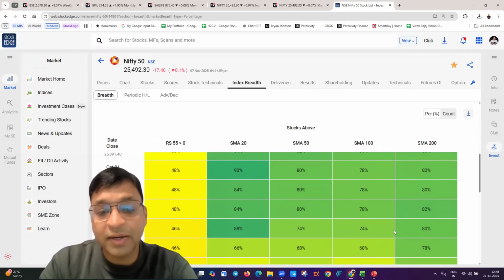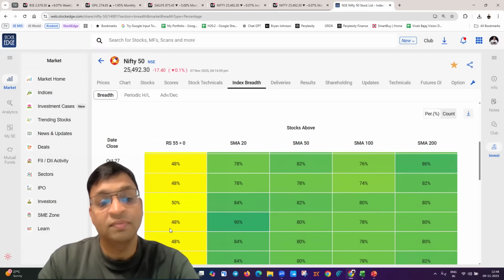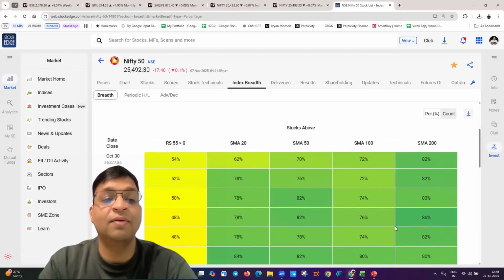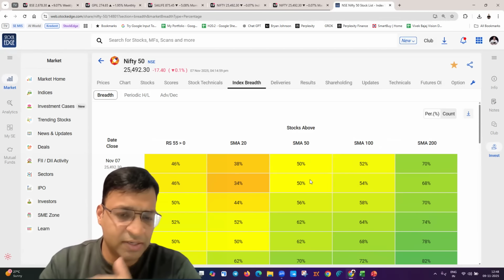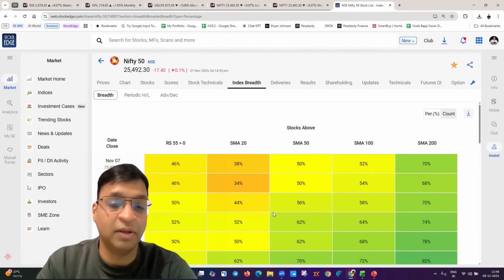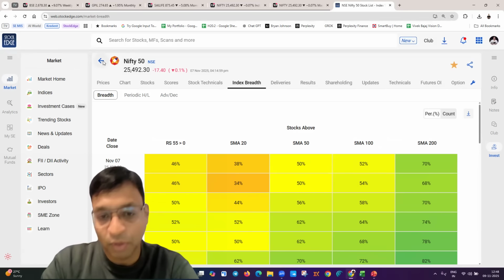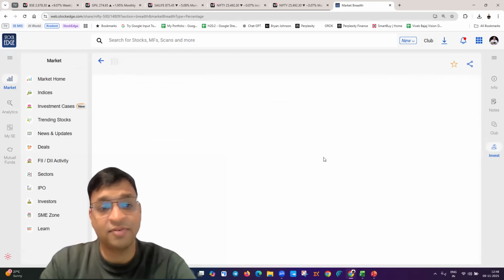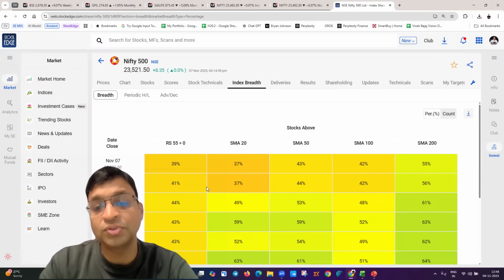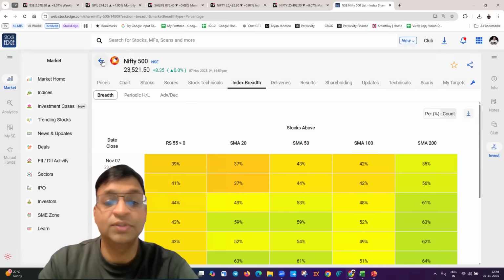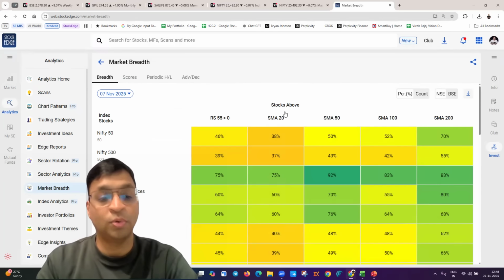In fact, when market breadth became very, very positive around these levels, 25,800, 25,900, that was an indication that a level of profit booking or correction could get initiated. The market has corrected a bit, but for the time being, it doesn't look like the market has any overbought or oversold indication. Similarly, if you look at Nifty 500, which is a major indicator of broad-based market action, here also the market is in a kind of neutral zone. So there is no indication of overbought or oversold in the market.